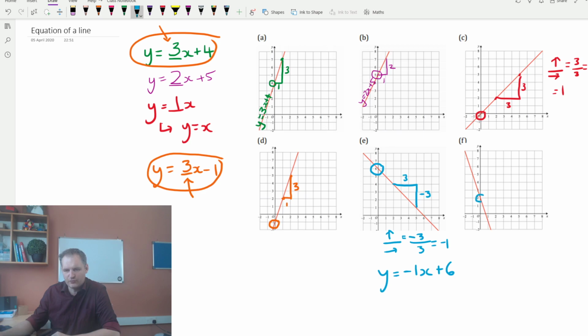And this one goes through 2, but we've also got along 1, down 3. If it goes along 1, down 3, it must have a gradient of -3. So we end up with y equals -3x, and it crosses at 2, so it's +2. All of them are trying to point out to you the gradient. The gradient is always how steep the line is. The bigger the number, the steeper the line.